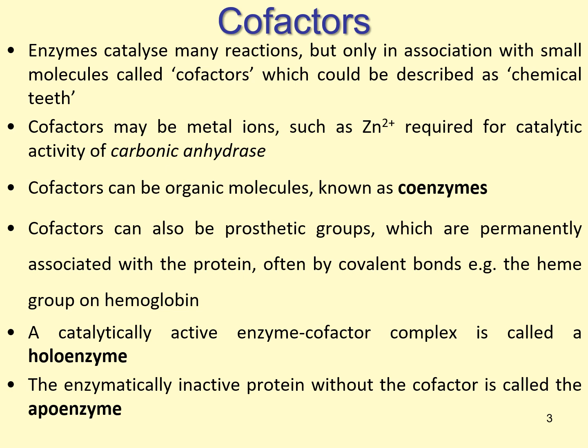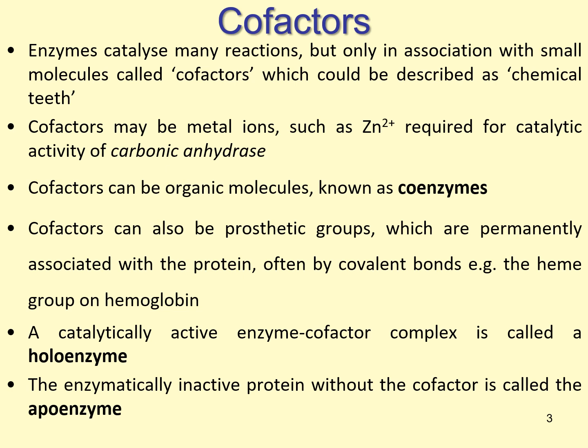A prosthetic group means a group that is permanently associated with the protein, often by covalent bonds. Example, the heme group on hemoglobin, which is used to carry oxygen through our blood cells, especially red blood cells. This heme is a porphyrin having an iron atom inside the porphyrin, which is iron 2+, therefore it can act as a cofactor.